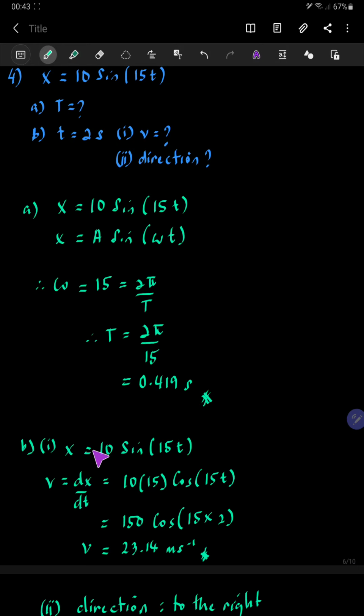And don't forget, for this chapter, the mode of the calculator should be in radian. Why? Because omega t here is just in radian unit. Okay, so please check the mode of the calculator. It must be in radian.